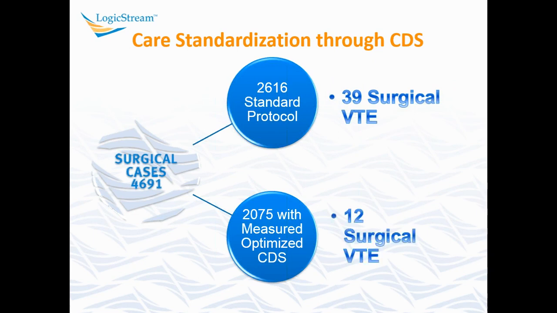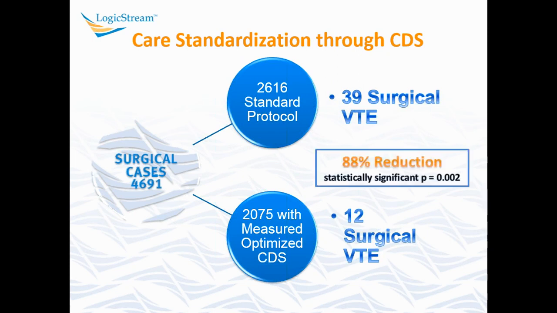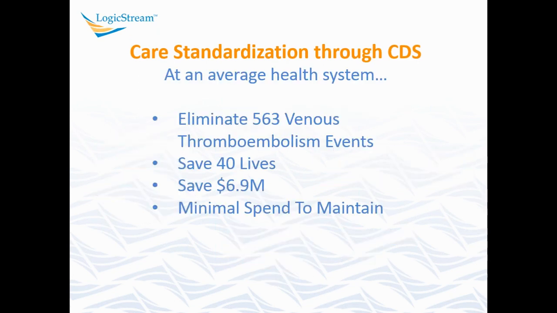And in comparing those two groups, in the standard protocol, there were 39 surgical VTE events that occurred in those patients. In the measured, optimized clinical decision support supported protocol, there were only 12 surgical VTEs. And this represented an 88% reduction, which was statistically significant at a p-value of 0.002, so highly statistically significant.